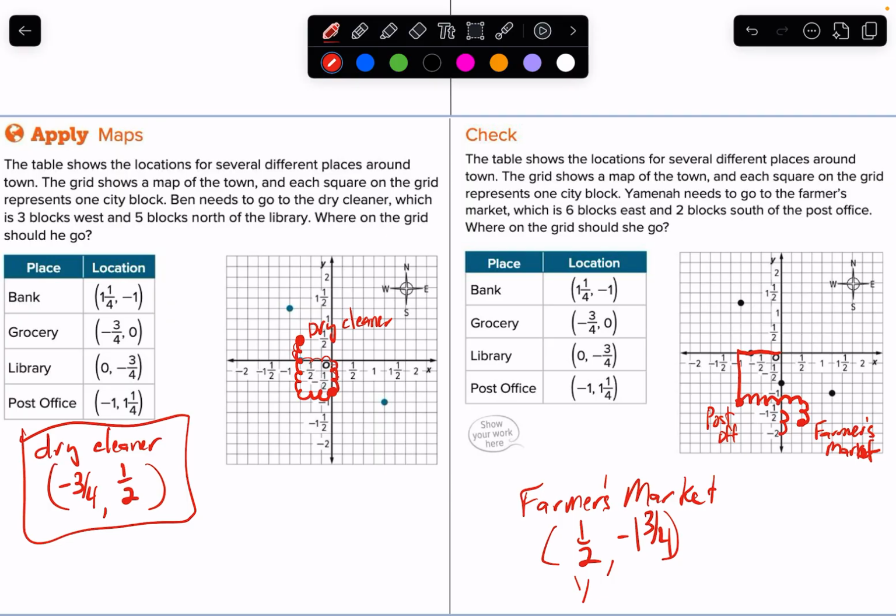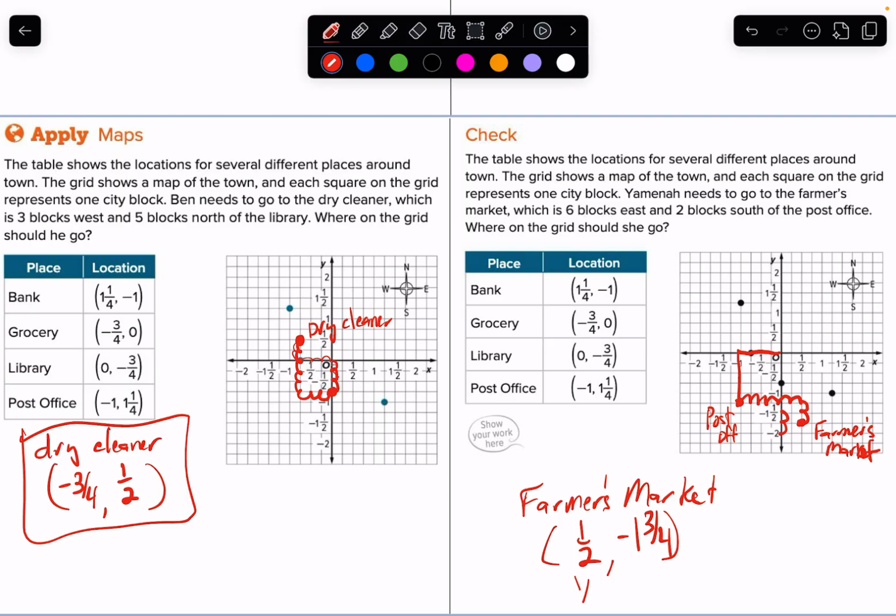-1 here. Oh, 1 and 1/4, not -1 and 1/4. So 1 and 1/4 right there. That's the post office. You started from the wrong place. Yeah, it happens to everybody. This is why you check your work. Okay, so now we have to go 6 blocks east. 1, 2, 3, 4, 5, 6. And 2 blocks south. 1, 2 blocks south.